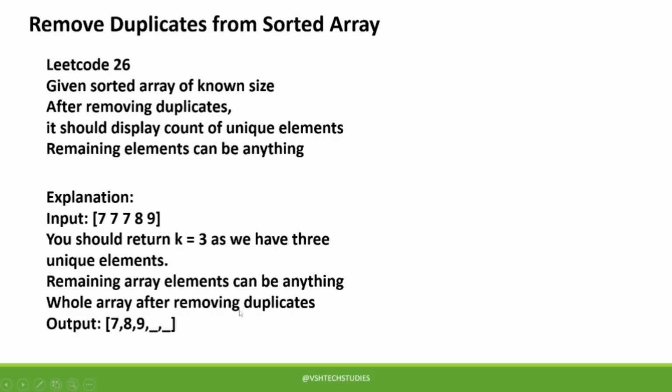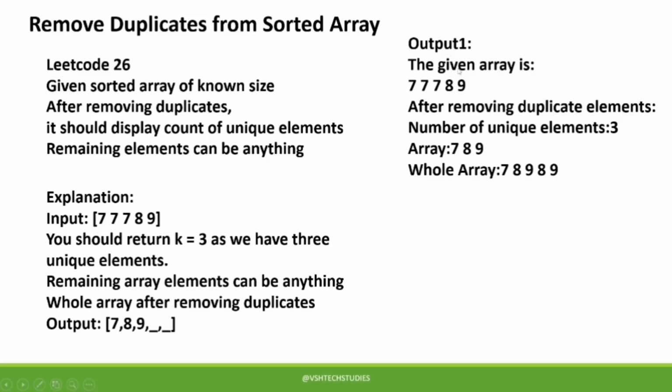So whole array after removing duplicates, if you display the first 3 elements 7, 8, 9 which are unique in this, the remaining elements can be anything. So that is shown with underscore here. So example input, if you take this, k equal to 3 should be returned, and in the array, the first 3 elements, so k is 3 is mentioned here. The remaining 2 elements in the array of size 5 here, they can be anything.